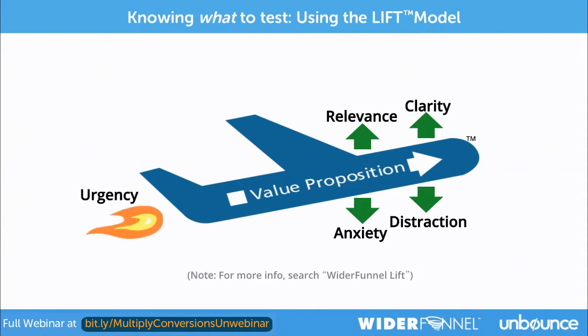And then the final factor is urgency. So you can test urgency with offers and with actual just the tone of your copy. And all of these factors you can test with. So let's take a look at an example as well.